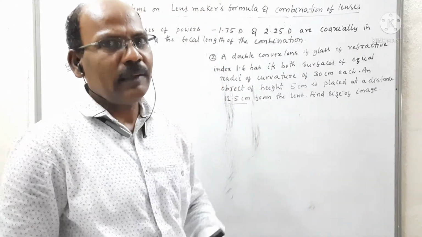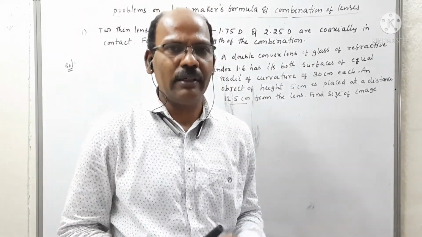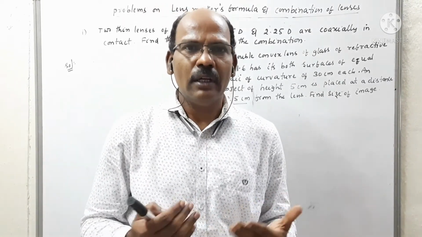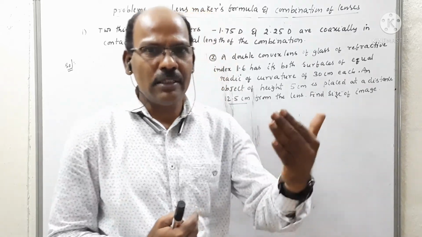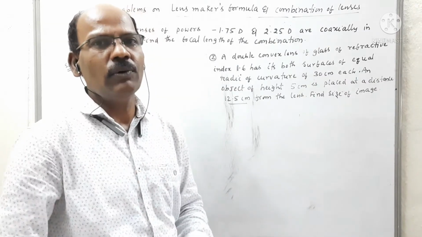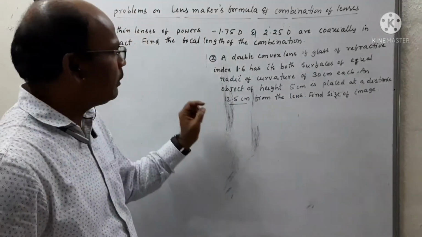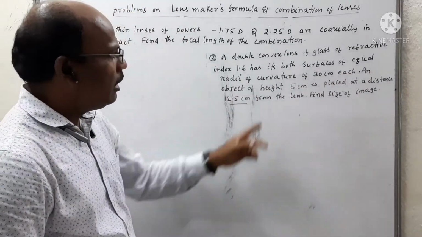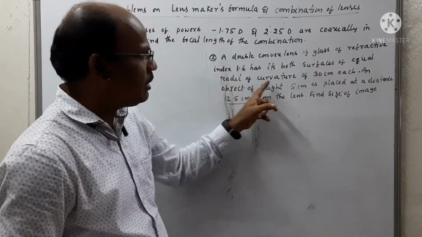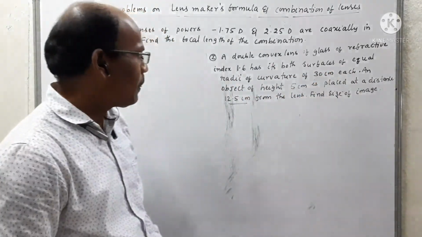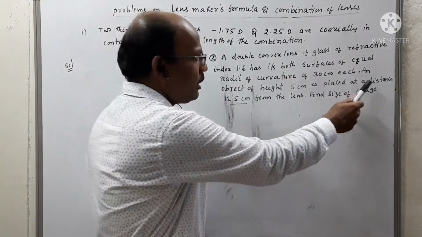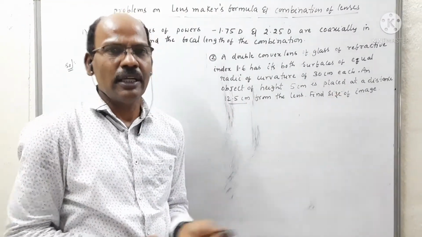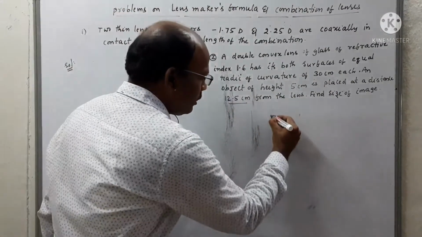Coming to the second problem, based on lens maker's formula and the lens equation, 1 by f is equal to 1 by v minus 1 by u, and magnifying power of convex lens, size of image by size of object, that is equal to v by u. So let's observe the second problem. A double convex lens of glass of refractive index 1.6 has both surfaces of equal radii of curvature of 30 cm each. An object of height 5 cm is placed at a distance of 12.5 cm from the lens. Find the size of the image. So the given figure is like this.